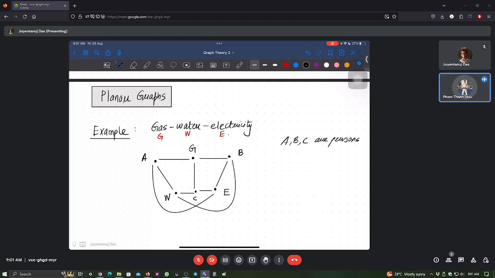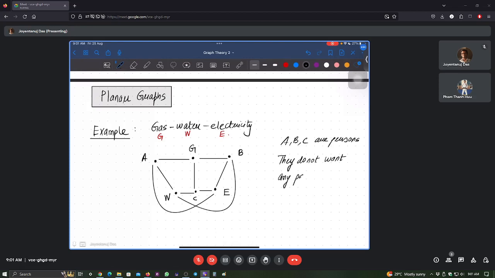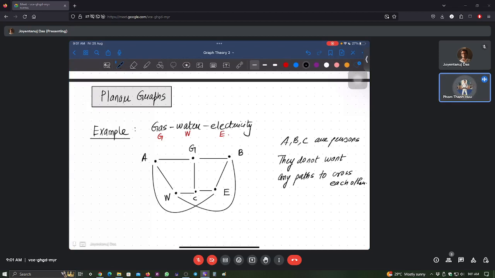Water is okay. They do not want any path to cross each other. So it is impossible, right? Yes, it is not possible.